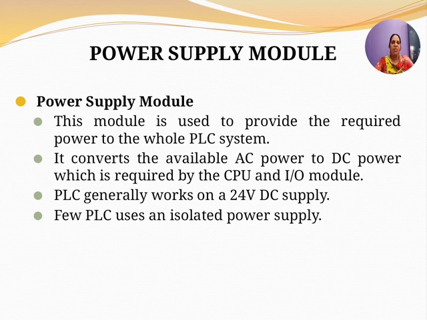PLCs generally work on a 24 volt DC supply. A few PLCs use an isolated power supply. Sometimes some PLCs also use isolated power supplies, but generally a 24 volt DC power supply is used. So the AC power should be converted into DC power to run your CPU and I/O modules.